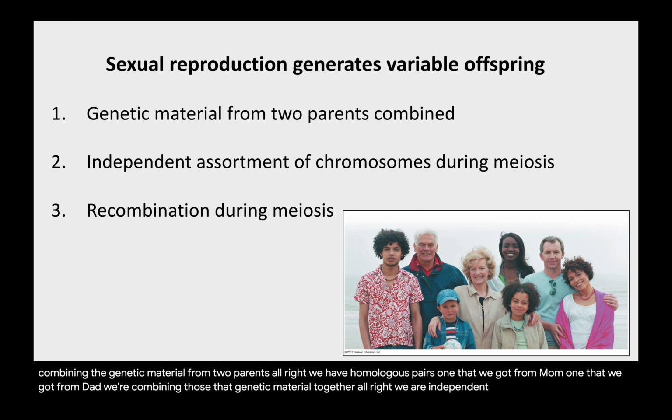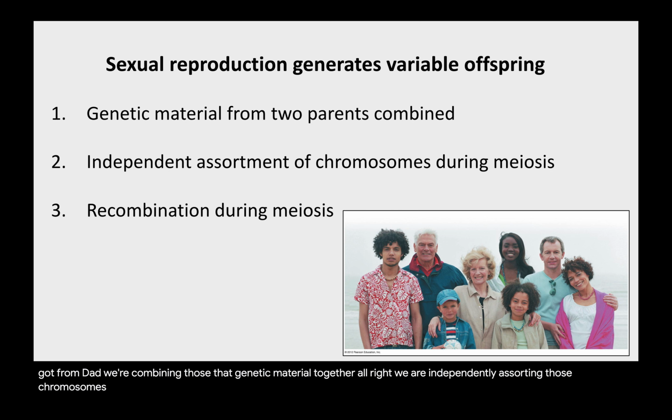We are independently assorting those chromosomes during meiosis, so how they arrange on the metaphase plate. And finally, we're getting recombination, or crossing over occurring, which also increases our genetic variability.